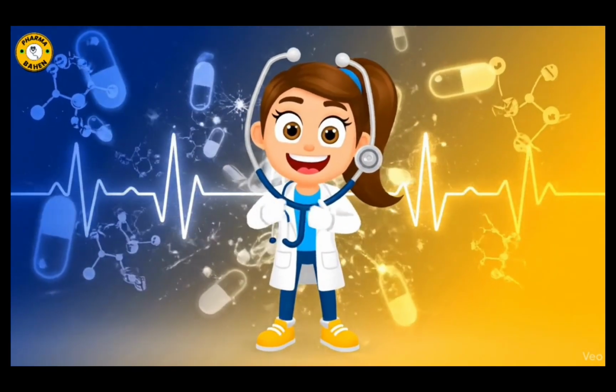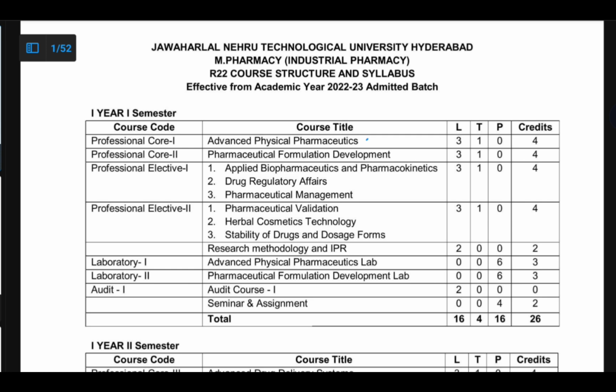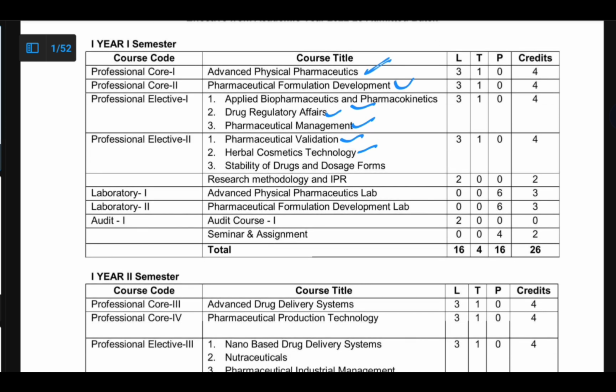I am your Pharmabahen. Hello guys, in the series of covering the JNTU University M.Pharmacy syllabus, now we will be covering industrial pharmacy. In industrial pharmacy, we have advanced physical pharmaceutics, pharmaceutical formulation development, applied biopharmaceutics and pharmacokinetics, drug regulatory affairs, pharmaceutical management, pharmaceutical validation, herbal cosmetic technology, stability of drugs and dosage forms, and advanced physical pharmaceutics lab, pharmaceutical formulation development lab.